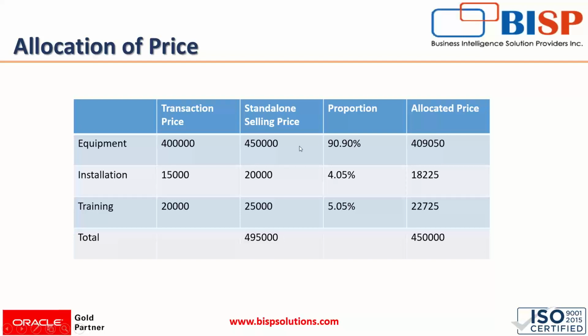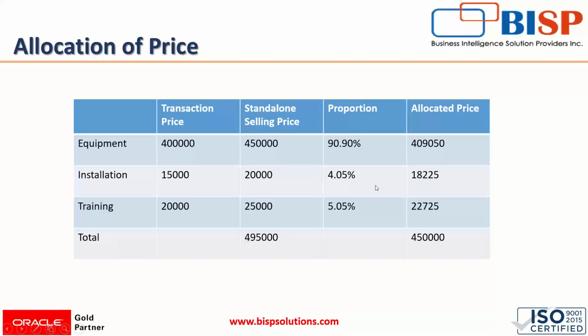First we have to calculate a proportion for it. For that, we'll divide 4,50,000 by 4,95,000. That comes to 90.90%. Then we'll divide 20,000 by 4,95,000. That comes to 4.05%. And then we'll divide 25,000 by 4,95,000. That comes to 5.05%. So this is the proportion that we have, and we will apply it to the 4,50,000. So when we apply 90.90% to the 4,50,000, we can allocate the price to this amount.